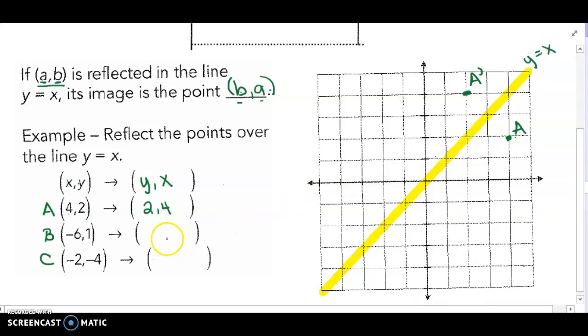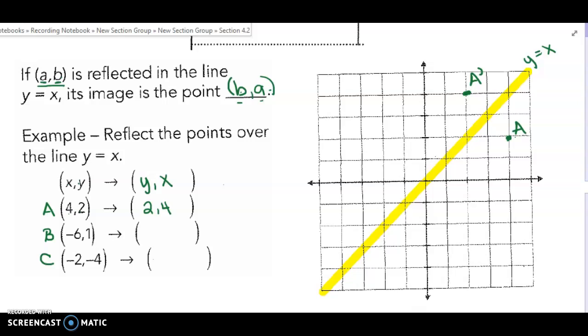So I want you to go ahead and do B and C on your own. I want you to find the coordinates using the rule, and then I want you to plot it to make sure that it works. Now when you plot it, make sure you write the point name. So write your B, your B prime, your C, and your C prime. If you don't, on a test or a quiz, I would count some points off. So make sure you label your points as well. So go ahead and do the last two.